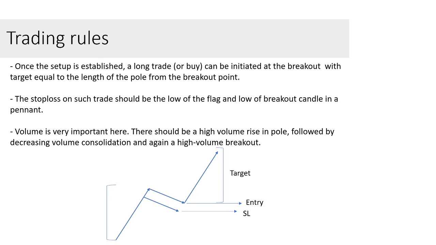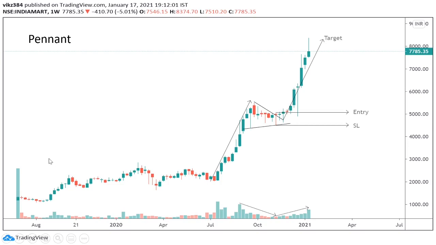Now let's look at some examples. So if you can see, this is the weekly chart of India Mart, and here we have a pennant formation. This looks like a pennant formation. This pennant started from here, that is, this is the pole, and the same is projected from here for the target.